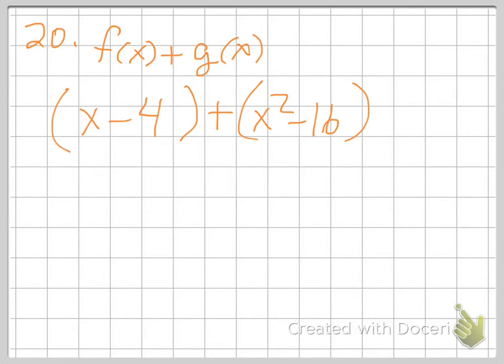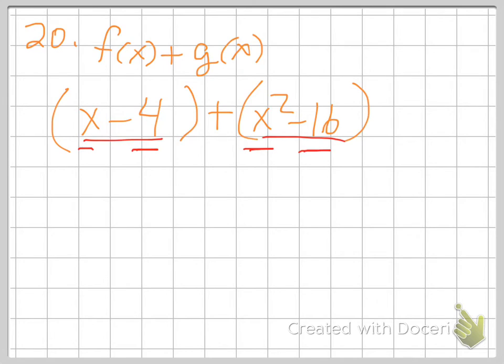20, fairly straightforward. This just says f of x plus g of x. Okay, f of x was x minus 4. G of x was x squared minus 16. We're going to combine like terms. If there's not a term like it, we're just going to add it. It's just going to be part of the overall equation. So I have an x, I have a negative 4, which is a constant, I have an x squared, and I have a negative 16 that's a constant.